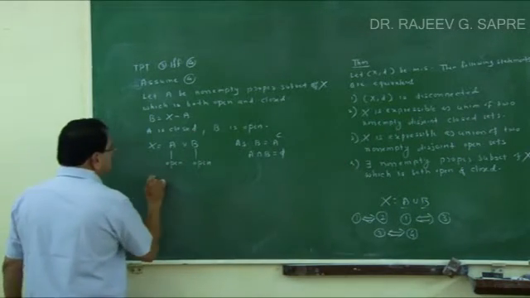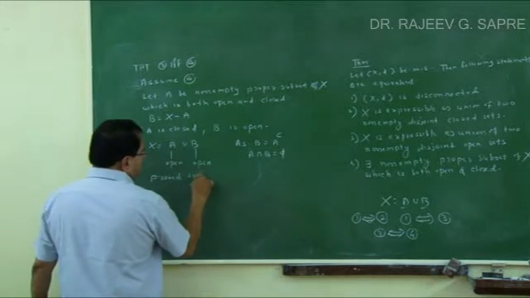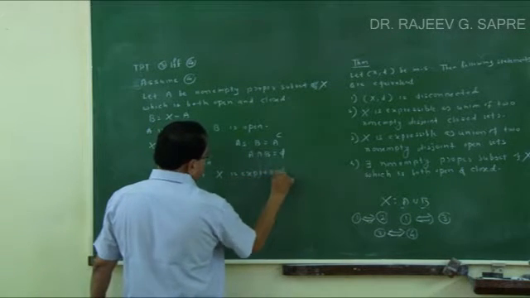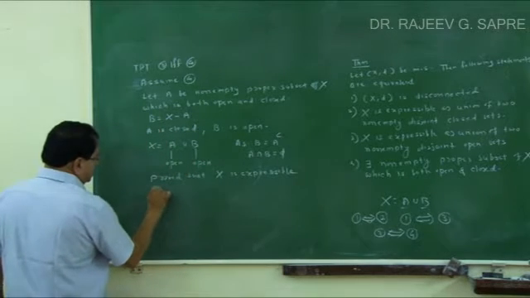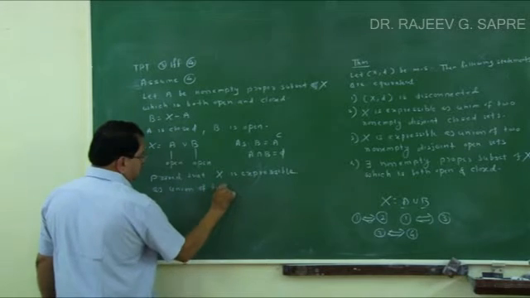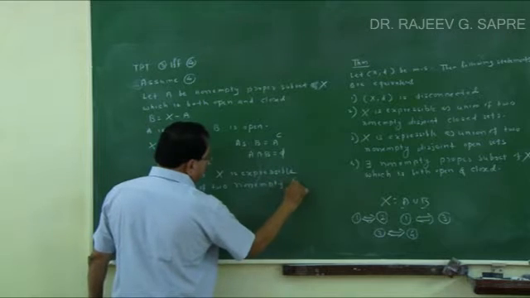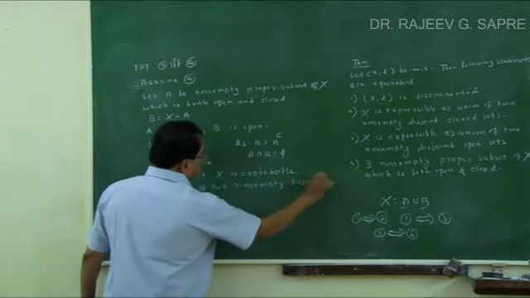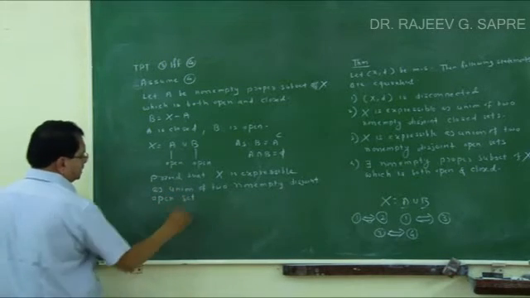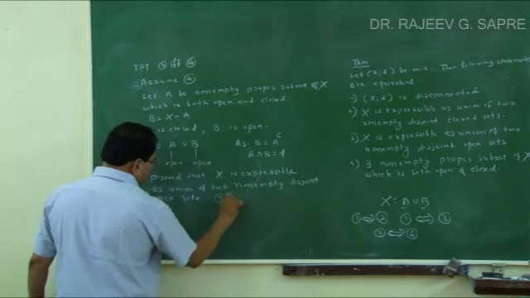Okay, so here we have proved that X is expressible as a union of two non-empty disjoint open sets. So we establish 4 implies 3.